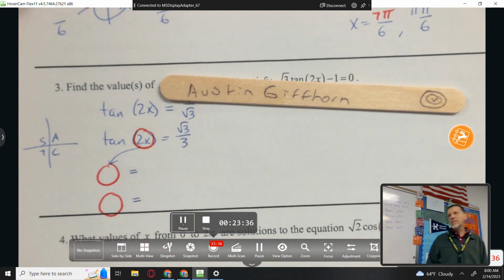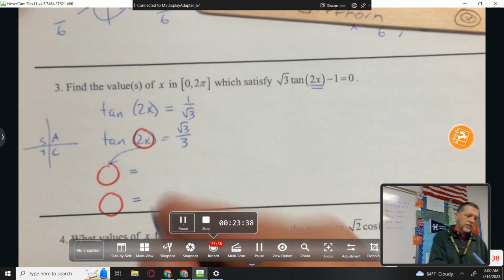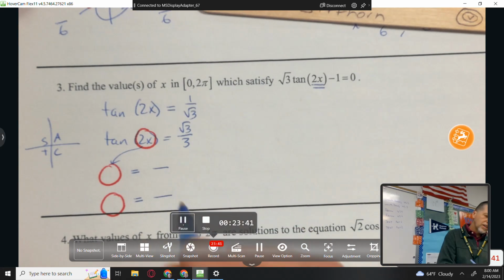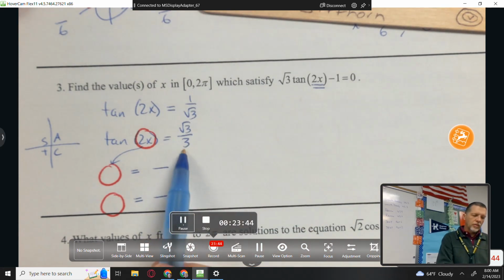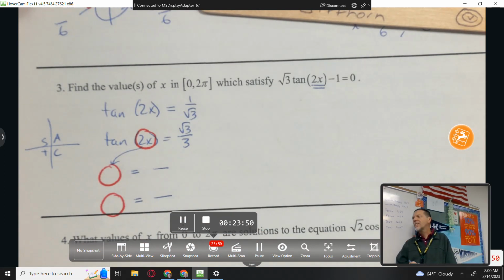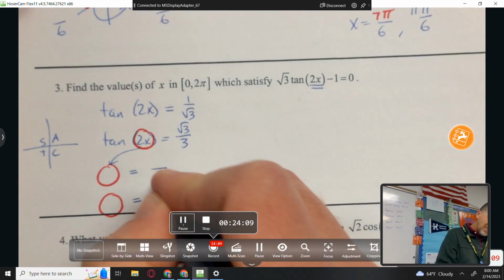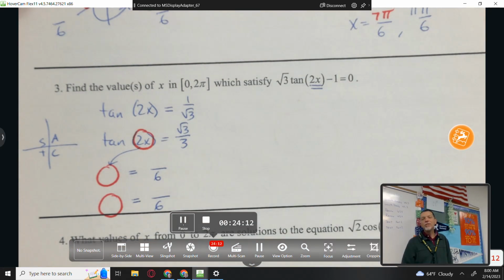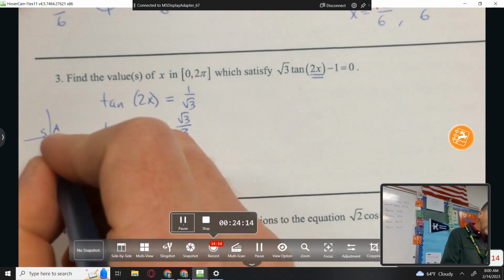Austin, what's the reference angle? What's the denominator? What's the reference angle that gives me a tangent of root 3 over 3? It's the tangent 3 trick. I think, what'd you say, Noah? I think it's 6, but don't take my word for it. And Austin said, I think it's 6 too. That's okay. But however you get there, you've got to figure out some way that, yes, it's over 6.